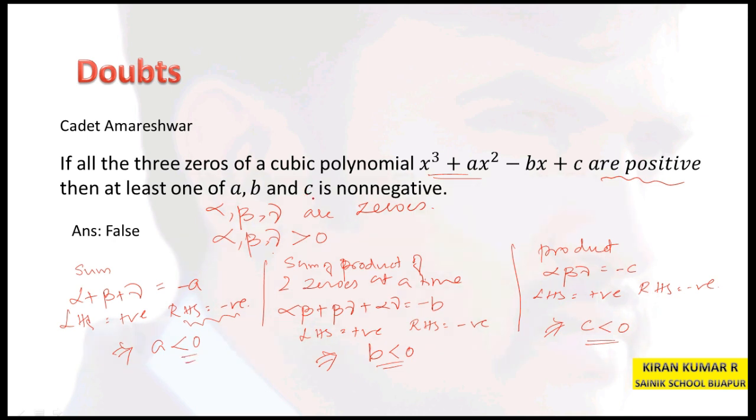They are given that at least one of A, B and C is non-negative. It has to be negative, that is why the answer mentioned was false.